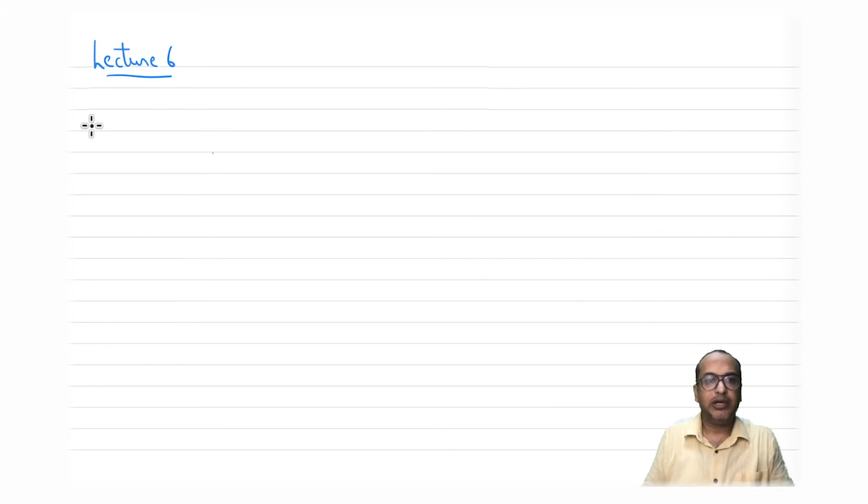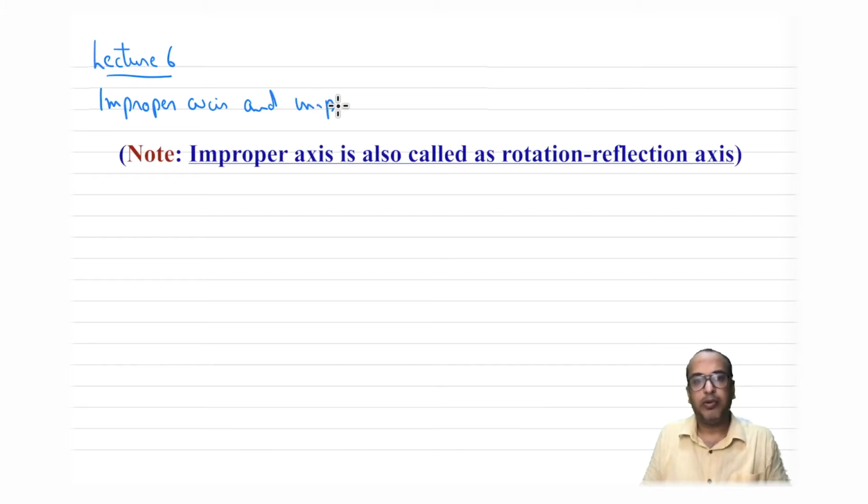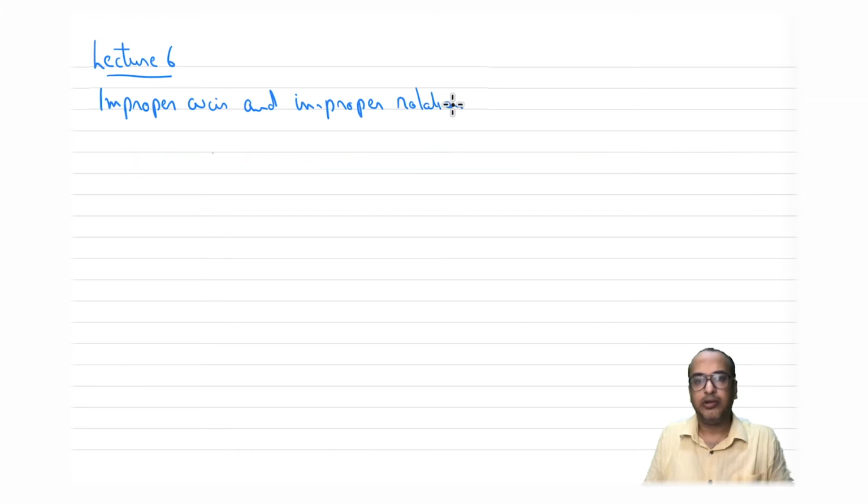So let us continue our discussion of symmetry elements and symmetry operations. In this set, we have the last symmetry element and symmetry operation, which is called the improper axis, and the corresponding operation is called improper rotation. This particular symmetry element and operation is a combination of two symmetry elements and operations.